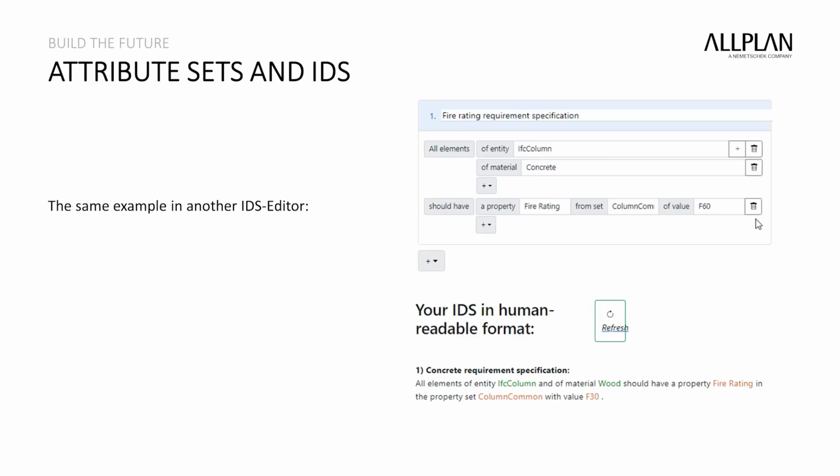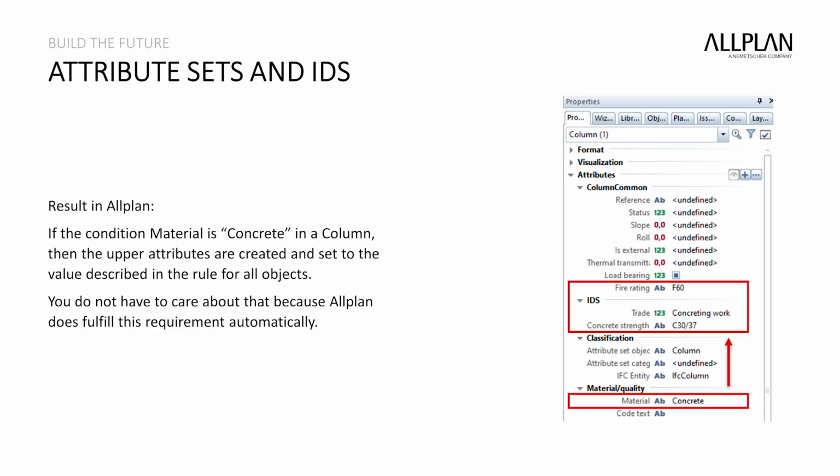The same example in another IDS editor with a little bit different layout. You can see it's done in a similar way and then can be saved. Of course, you can save not only one rule in the IDS file, you can save hundreds or even more. What is the next step? When the IDS file is saved, you can load it in the ALLPLAN project.